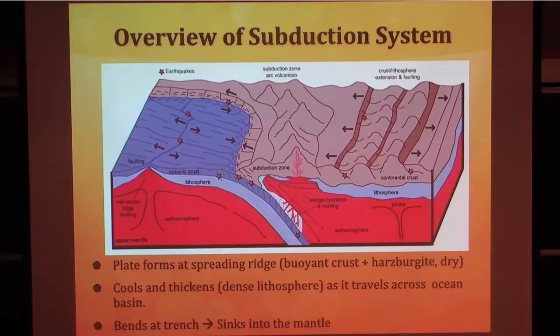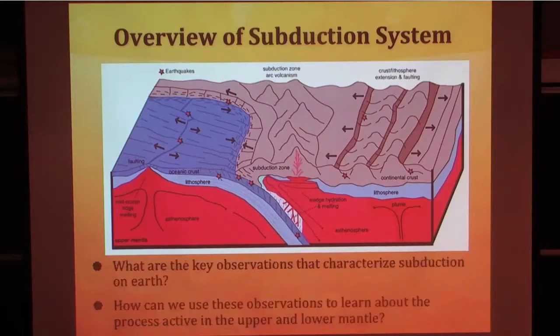Eventually this is going to go down into the mantle, and what this looks like, its shape, how it deforms, is going to depend on the forces that are acting on that plate. So what we want to do is figure out what observations we can make of subduction zones in order to understand the physical processes that control this behavior on Earth. Subduction on Earth is very particular, right?